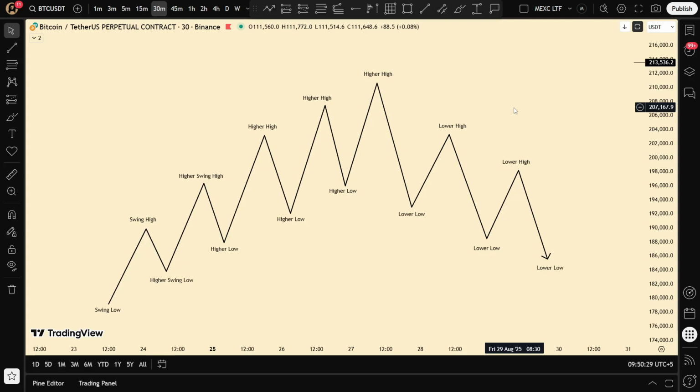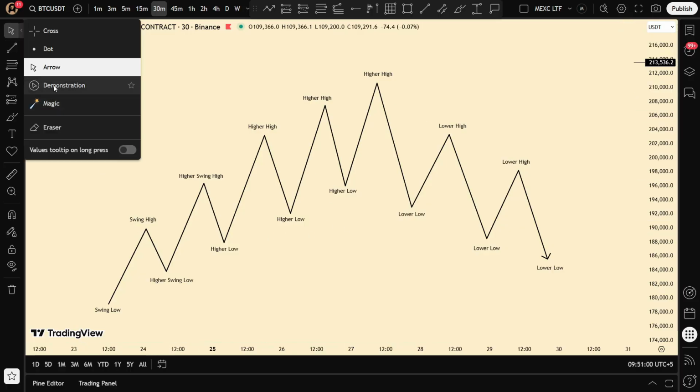All right. So now that you know how to map your market structure, you know what swing highs and swing lows are, you know what a higher high is and everything else. Now it's time to talk about the zones. Remember we discussed what legs are, right?